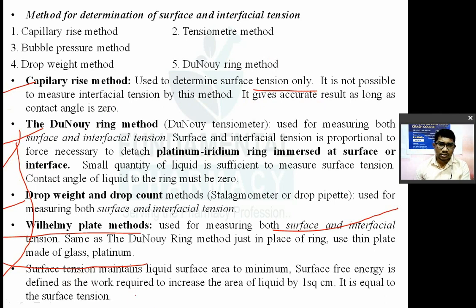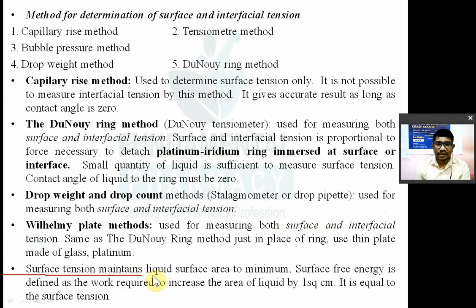So, surface tension maintains the liquid to its minimum surface area. Surface tension of a liquid maintains a liquid to its minimum surface area. Surface free energy क्या होता है? It is nothing but the work required to increase the area of liquid by 1 square centimeter.